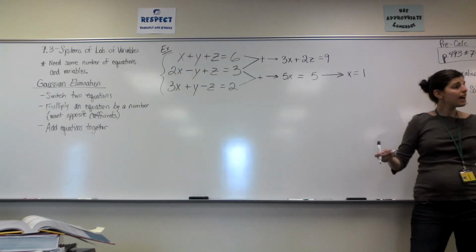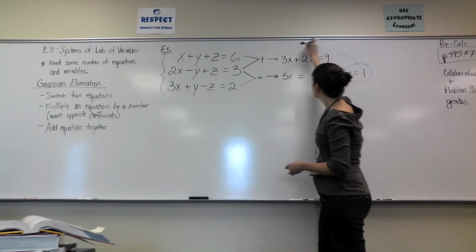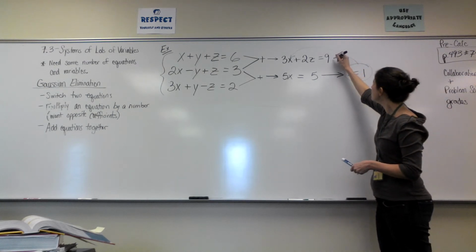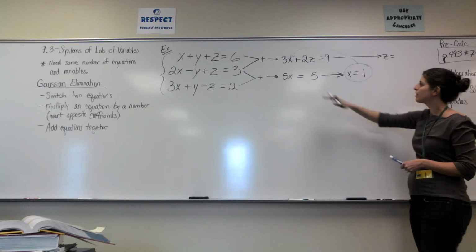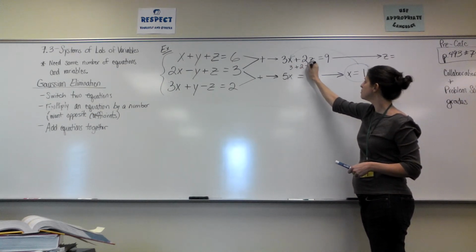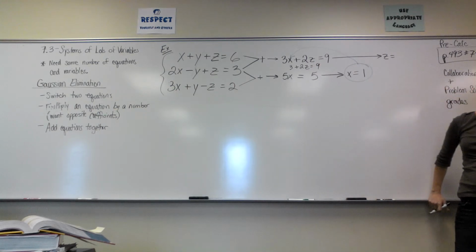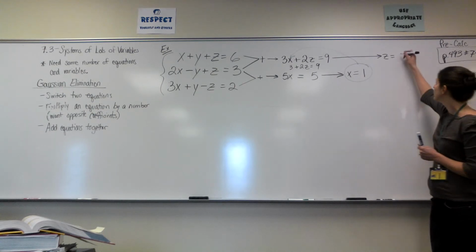Now I would take that x value and plug it in right here. And if I do that, I'll get z. Let's see, 3 times 1 is 3, plus 2z equals 9. Subtract 3 from both sides, I get 6. So 2z equals 6, z equals 3.